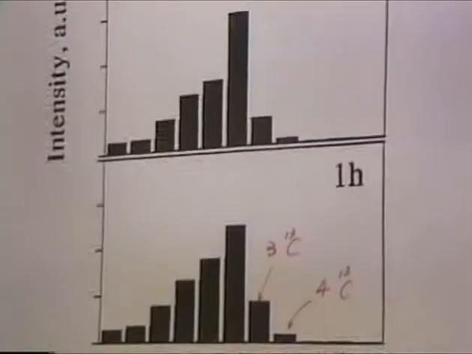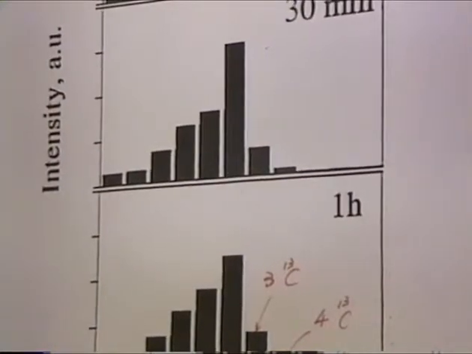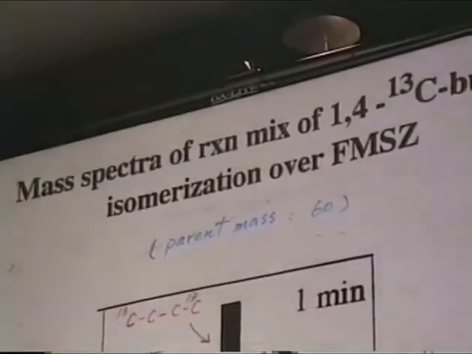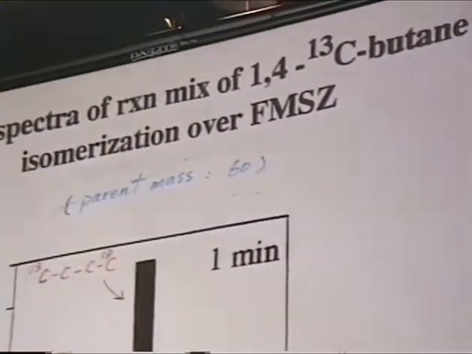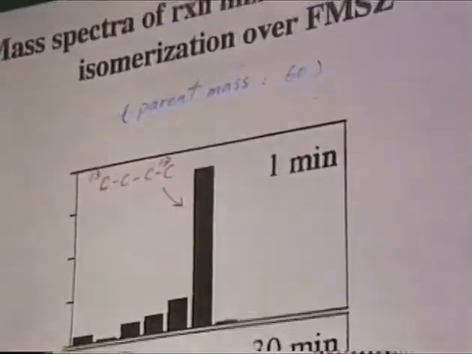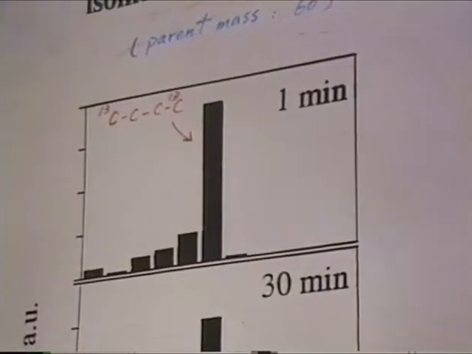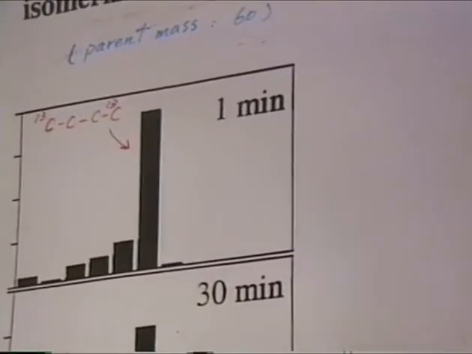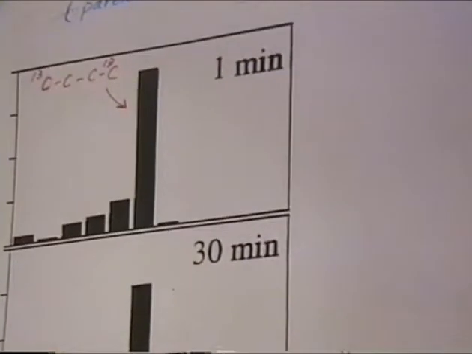With carbon-13 labeled normal butane, you can see the parent mass is at mass 60, which has 2 carbon-13 labeled on the end. And after reaction, you can clearly see that you have 3 carbon-13 in the C4 molecule. You can even see a significant amount of 4 carbon-13 in the molecule. And we continue to analyze the data.